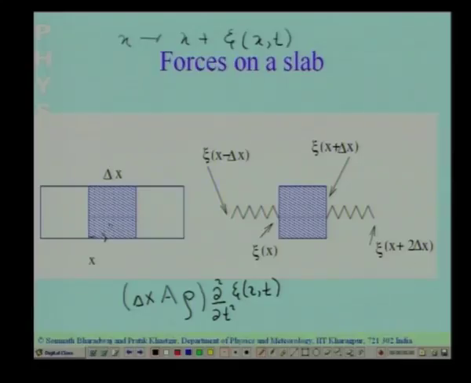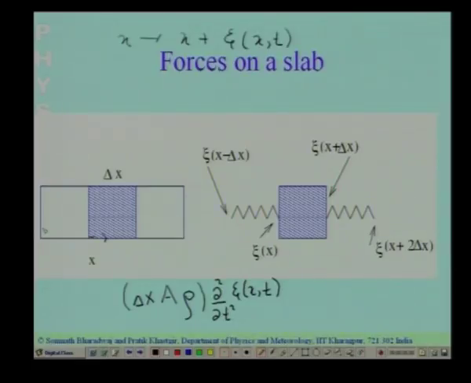So, we have to now calculate the total force which is acting on that element. Let us now discuss how to calculate the total force acting on the element. So, we are focusing on this particular mass element, and there is going to be a force on it. One force is going to arise from the deformation of the element of the elastic rod which is to its left. Another force is going to arise from the deformation of the element which is on its right.